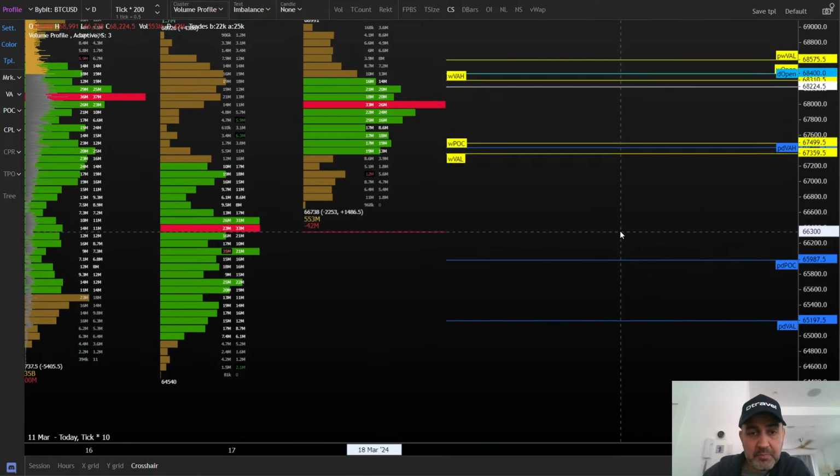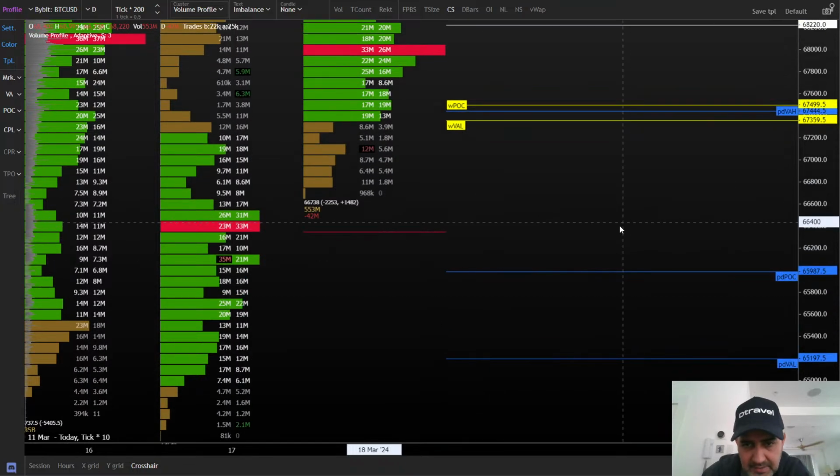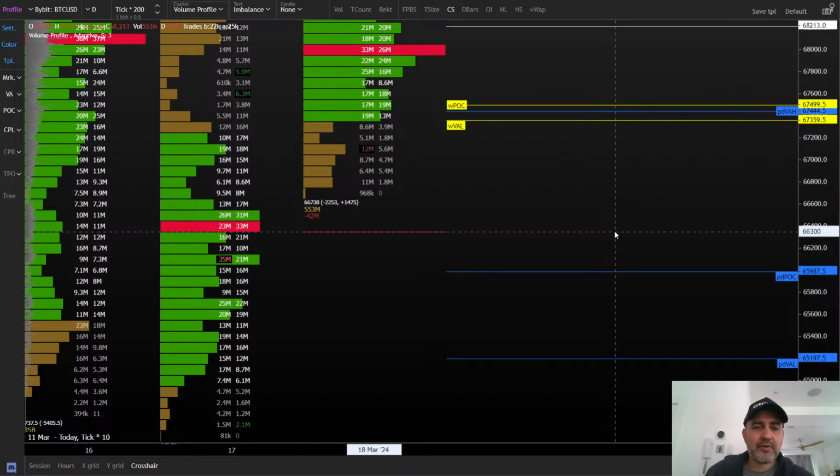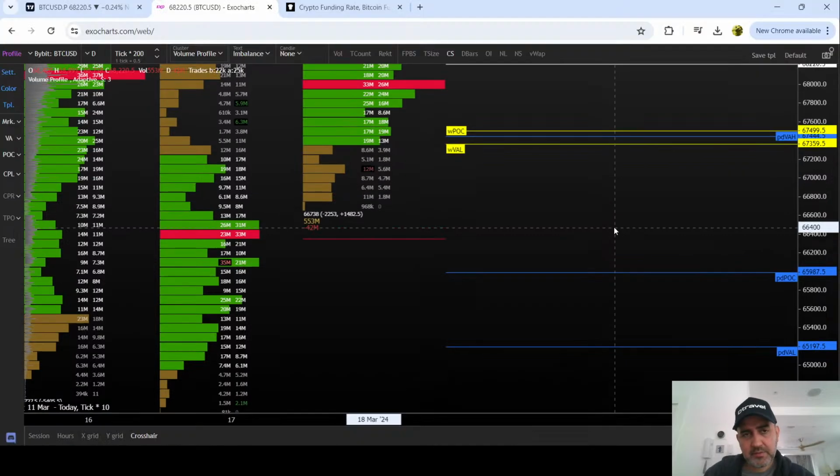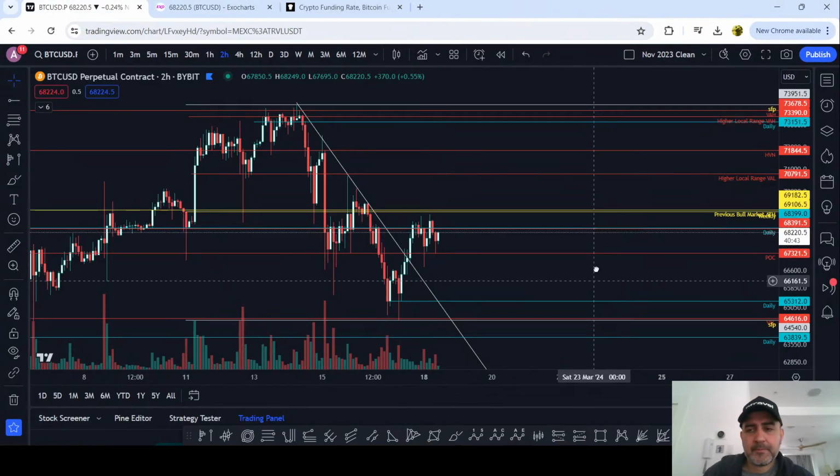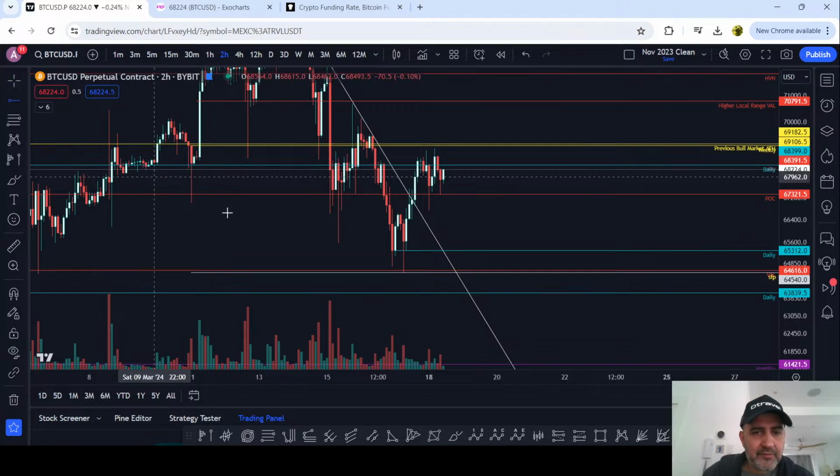So you can mark that off, like for traders. That's a really important place, because if the price comes down into that level, the price will react, and it can be used as an area of confluence for taking entries. So I'm going to mark that down, 66,300. A lot of lines.